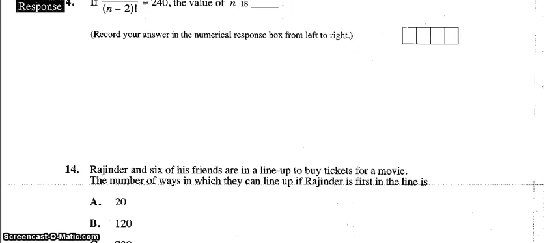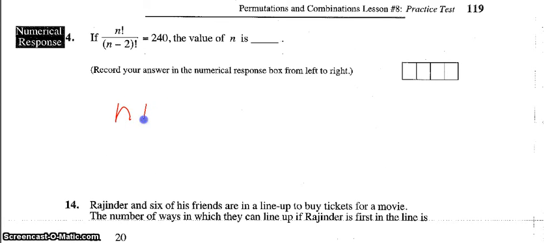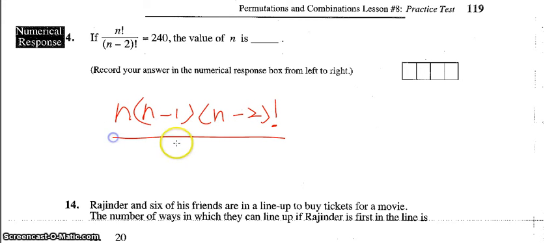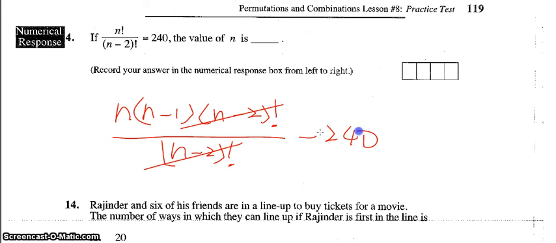Okay, let's solve the following. Expand it. And then you simplify: which two consecutive numbers multiply to 240, right? Because this cancels out. The answer is 16 and 15. So n must be 16.